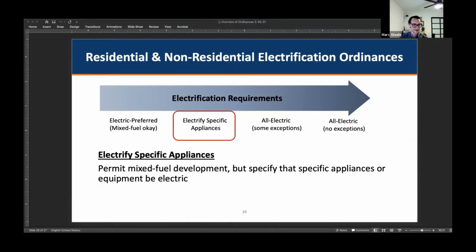The second category is the electrify specific appliances category. And these are requirements that permit mixed fuel development with the exception of certain appliances that are specified within the ordinance. So current local ordinances statewide have typically specified that the water heater and or the space heating equipment must be electrified, with natural gas permitted for other end uses within the home or business building.